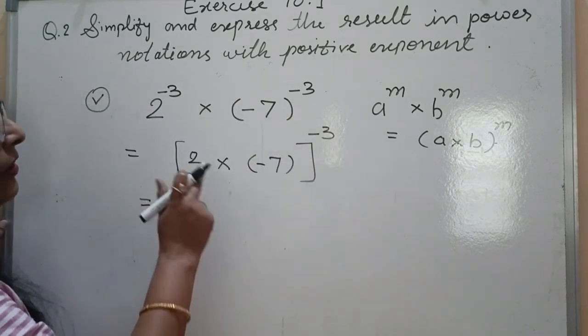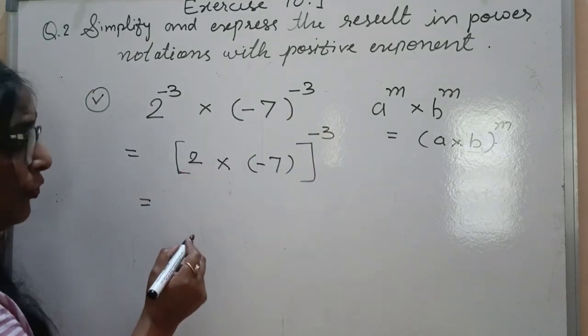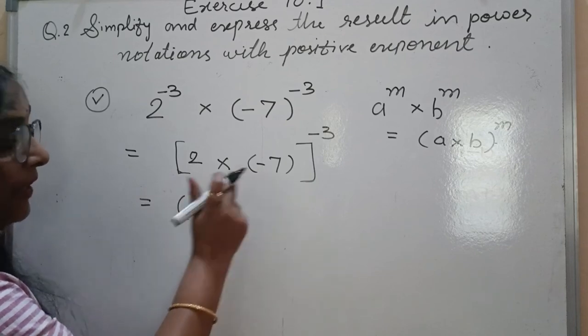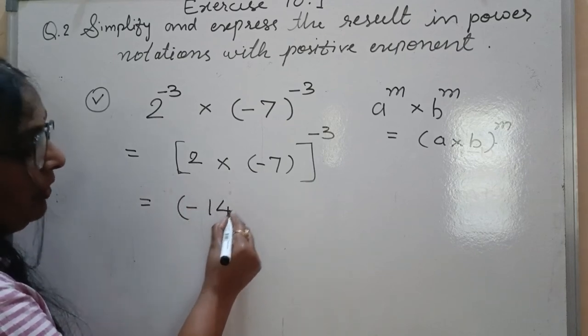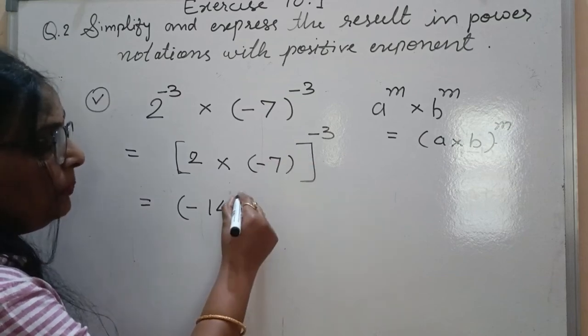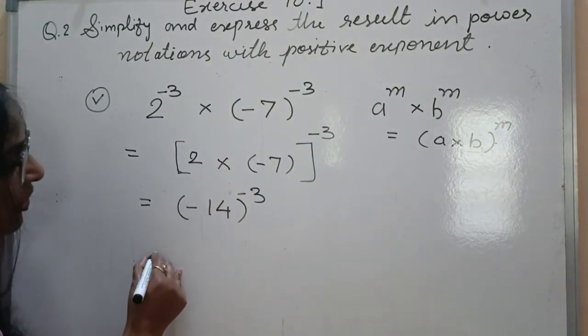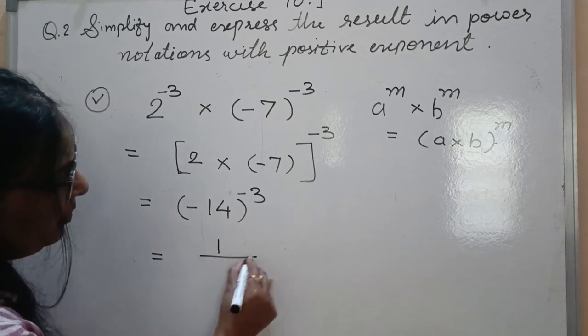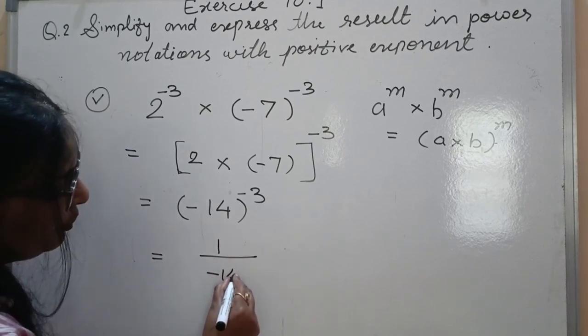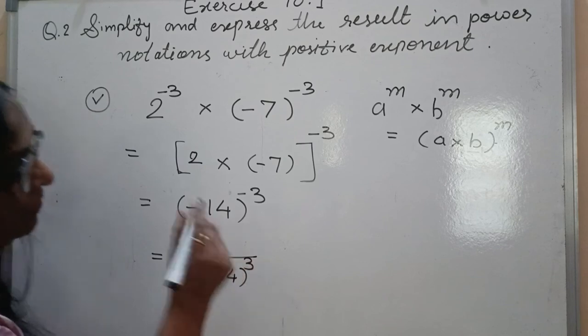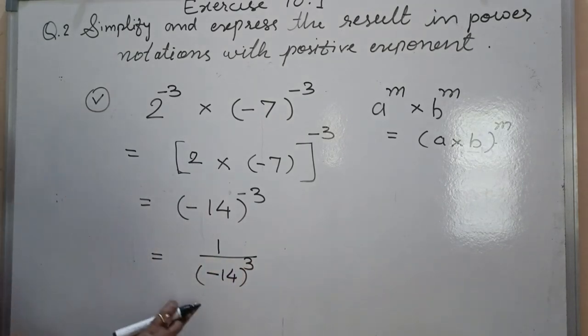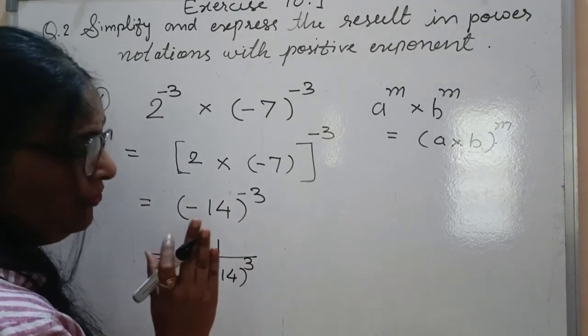What will you get here? 2 7s are 14. So what will you get? Minus sign again, minus 14, raised to the power minus 3. Here you have to make the exponent positive. Therefore what can you write here? 1 by minus 14 raised to the power 3. That is minus 14's cube. 1 by minus 14's cube.